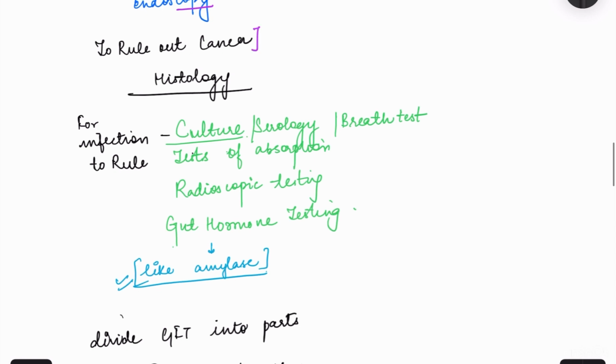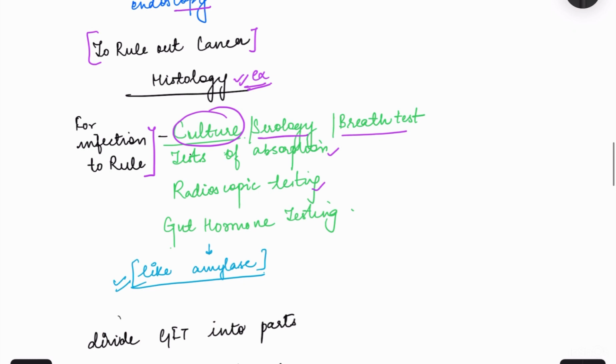Next, to rule out cancer, we will do histological examination. To rule out infection, we can do culture investigation, serology, or a breath test. Next, we can do tests of absorption, radioisotope testing, and gut hormone testing, like amylase.